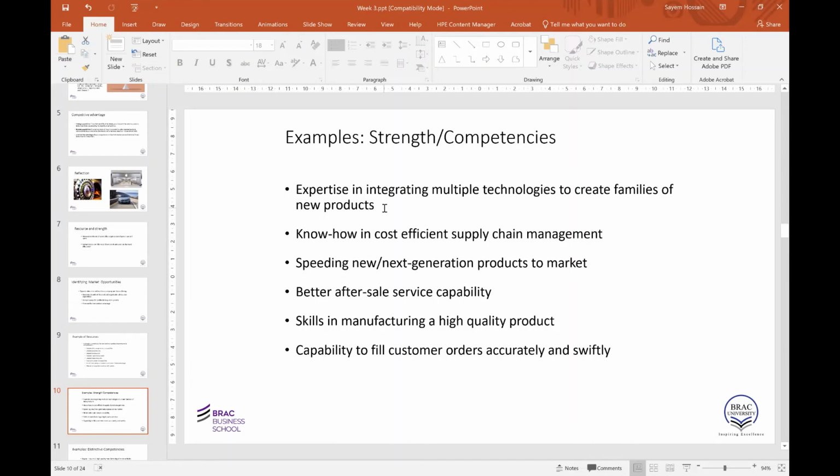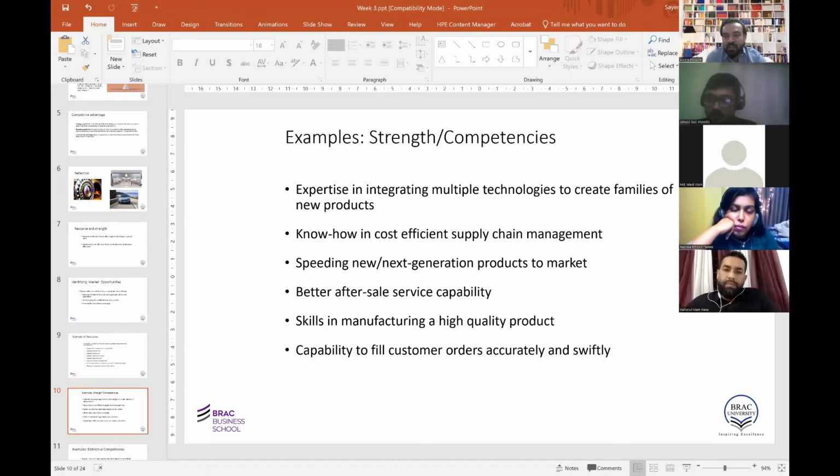Know-how in cost-efficient supply chain management. Now, this is another one where we could say that a vast majority of the Chinese products are doing very well. Why are the Chinese phone brands becoming so popular? If we see the global market share, probably right after Apple and Samsung, there could be some smaller Chinese brands, like Vivo, Oppo, a lot of these Chinese brands, they are getting into the market.